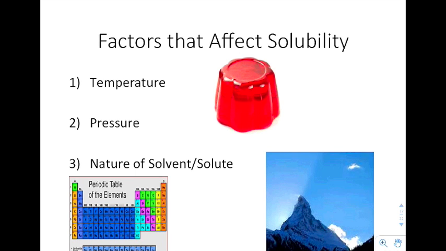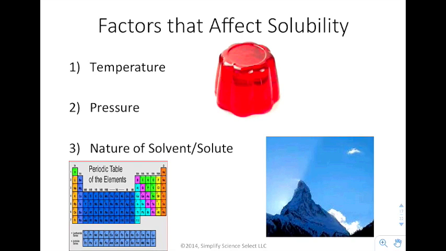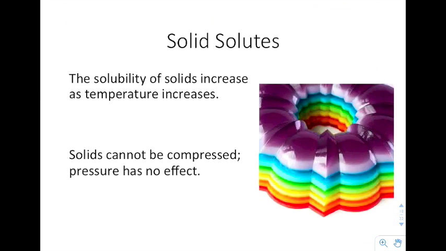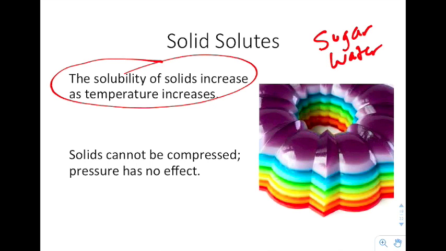So there are factors that affect the solubility of a substance: number 1, temperature, number 2, pressure, and number 3, the nature of the solute or solvent. So you have the idea of the temperature, the pressure, and the nature of the solute-solvent relation. For a solid solute, the solubility increases as temperature increases. Solids can't be compressed, so pressure has no effect. If you're trying to dissolve something like sugar in water, you can increase the temperature, and that will allow you to dissolve more.